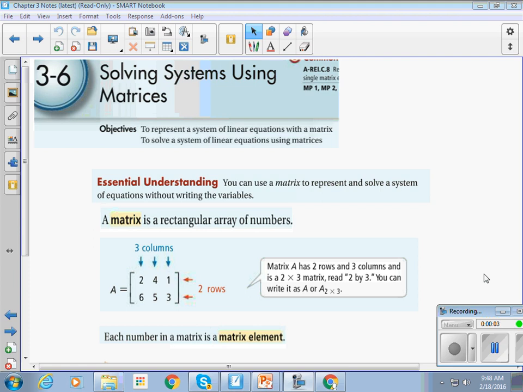Today we are going to talk about matrices. In 3-6 we're going to solve systems using matrices. So we have two objectives. One is to represent a system of linear equations with a matrix, and then to solve a system using matrices.